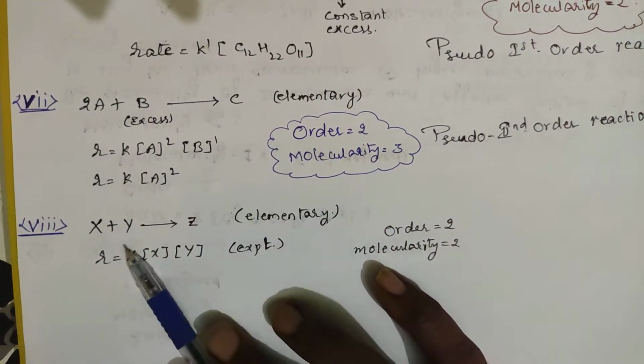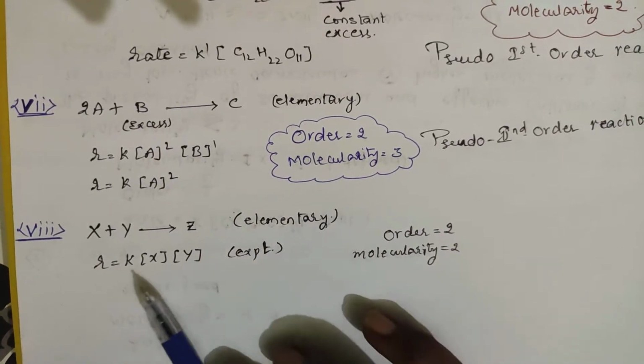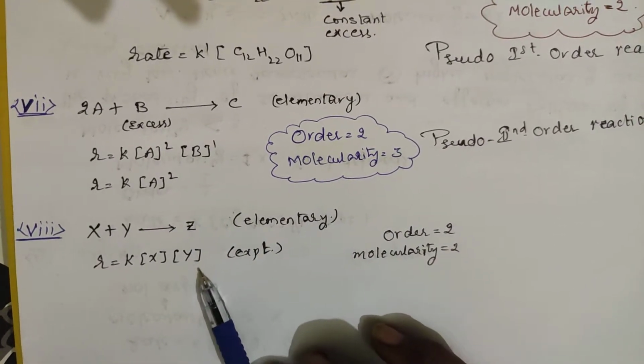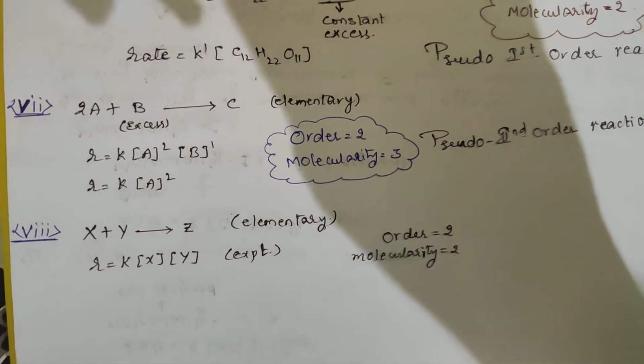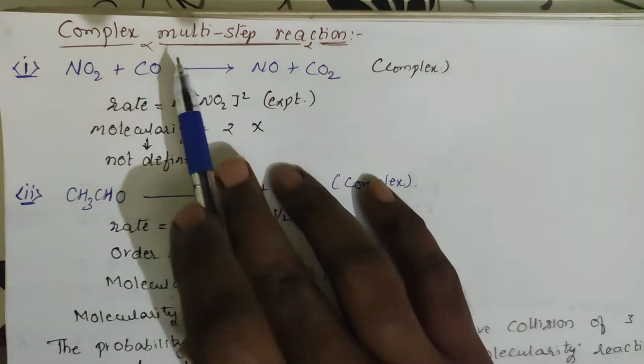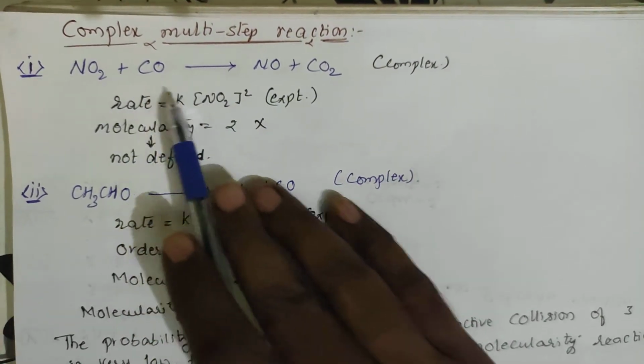Let me take one more example. X plus Y forms Z. Elementary reaction. Rate will be equal to K times the concentration of X into the concentration of Y. Order is the same as molecularity. Both are 2. So let us take some complex multi-step reactions. NO2 plus CO forms NO plus CO2.